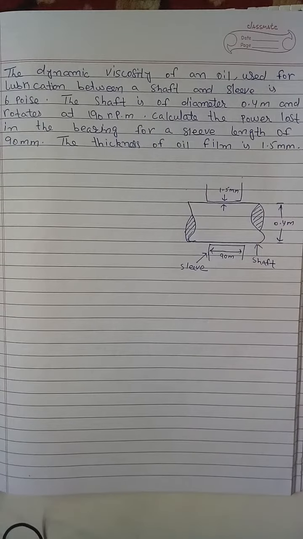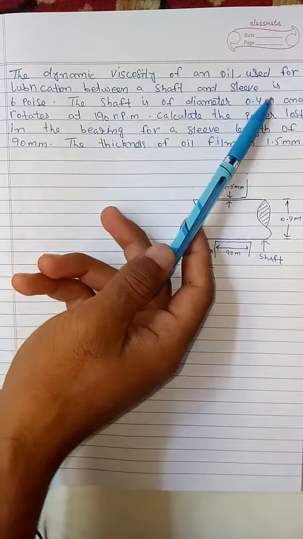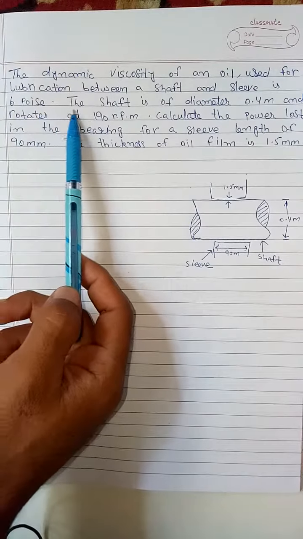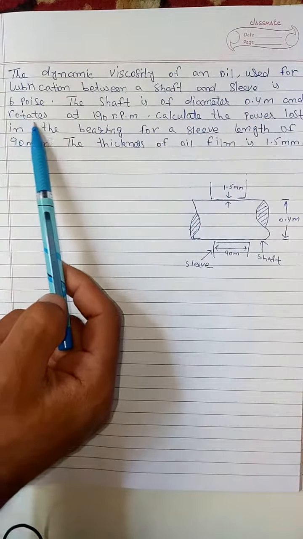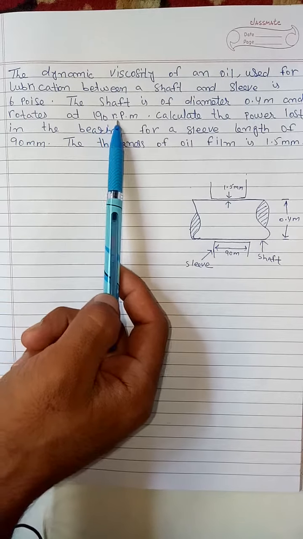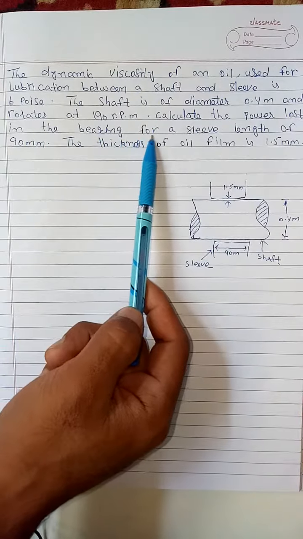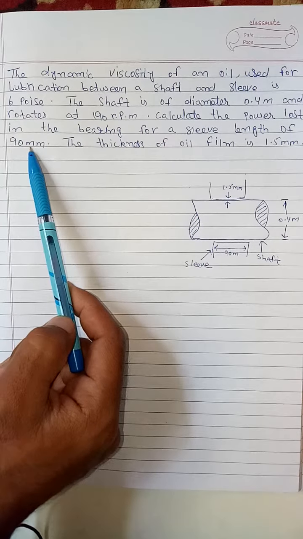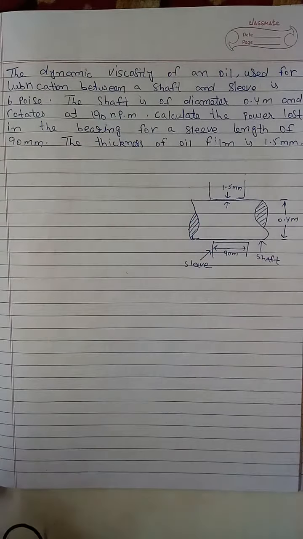Hello friends, let me solve this last example on this topic. The dynamic viscosity of an oil used for lubrication between a shaft and sleeve is 6 poise. The shaft is of diameter 0.4 meter and rotates at 190 revolutions per minute. Calculate the power lost in the bearing for a sleeve length of 90 millimeter. The thickness of oil is 1.5 millimeter.